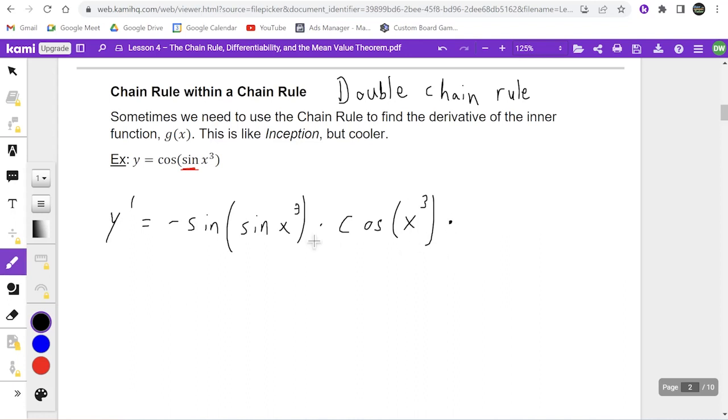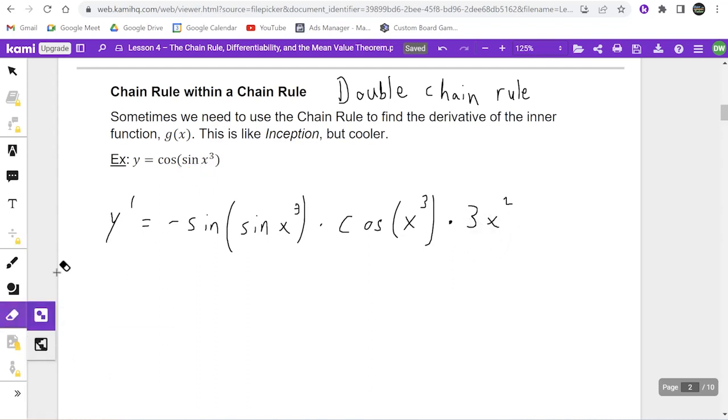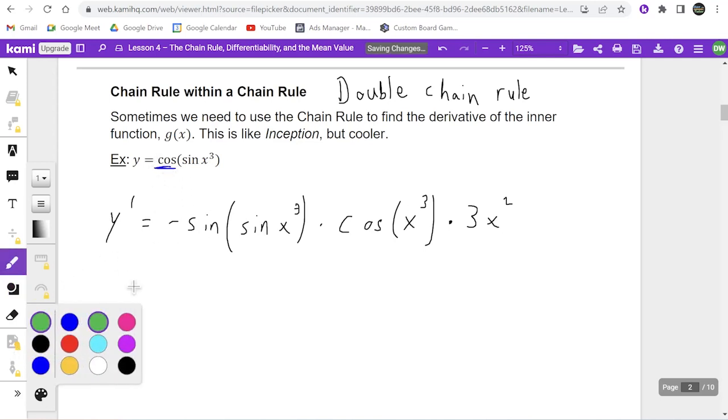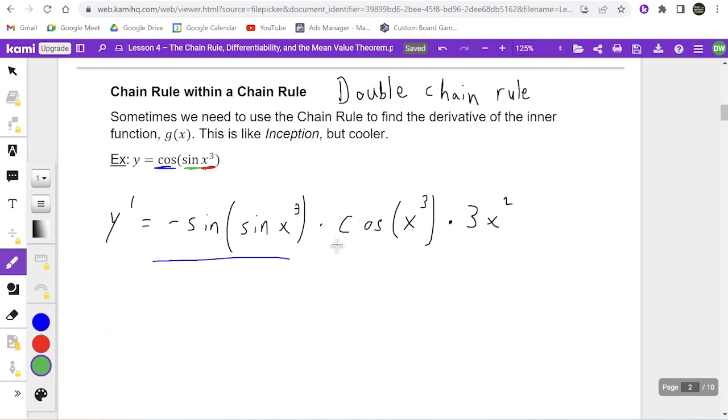And then finally, I have the derivative of x cubed, which is going to be 3x squared. So if I were to just color code this, let me just color code it for us real quick. Let's say blue is the outside rule, green is the middle rule, and red is the innermost rule. Then basically what I'm saying is this is the blue, this is the green, and this is the red. And hopefully that makes sense now.